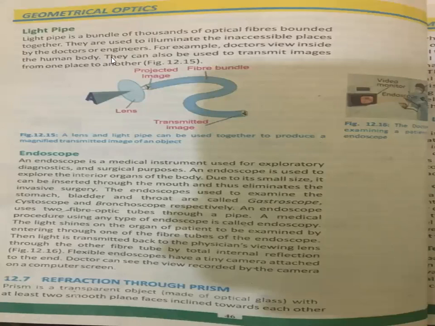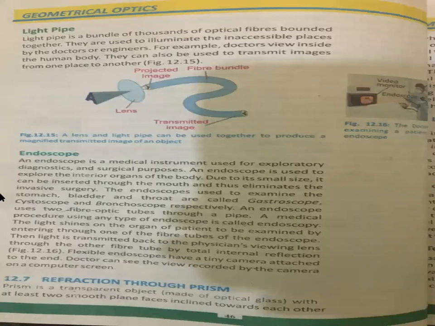If they want to see which organ is bad, lungs or kidneys, in order to view, they can. If they don't use this, they will have to do surgery. They have to open the body. By opening the body, they don't open the body. They use this light pipe to view which organ is bad, so they can view it on the screen with the help of this light pipe.